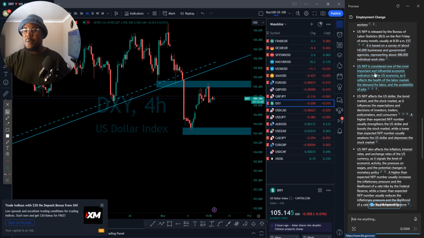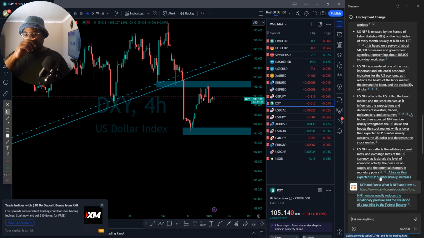NFP is considered most influential. Let me just read this one. US NFP is considered one of the most important and influential economic indicators for the US economy, as it reflects the health of the labor market and the demand for labor. NFP affects the dollar, the bond market, and the stock market, right?